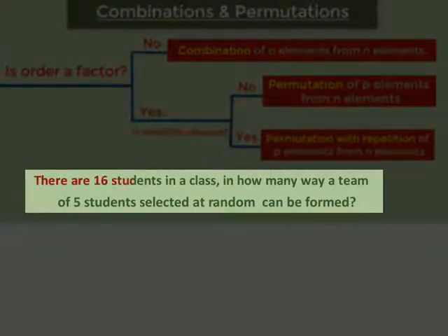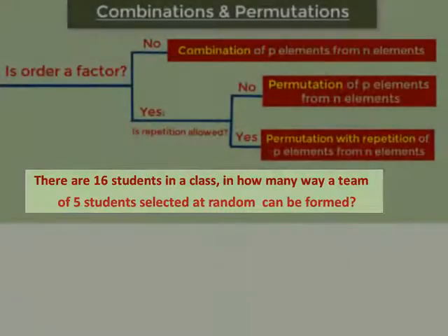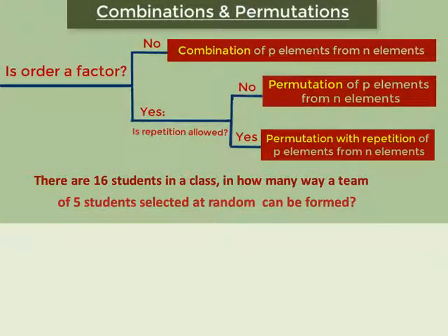There are 16 students in a class. In how many ways can a team of 5 students selected at random be formed? Take some seconds to think about it.